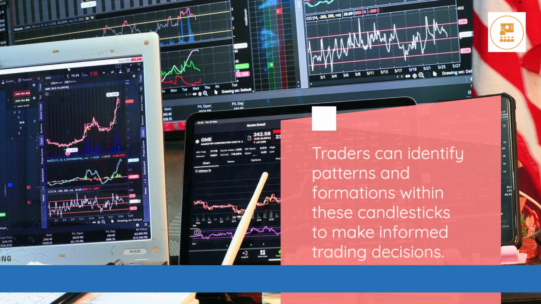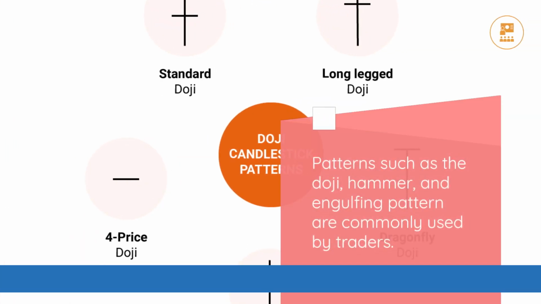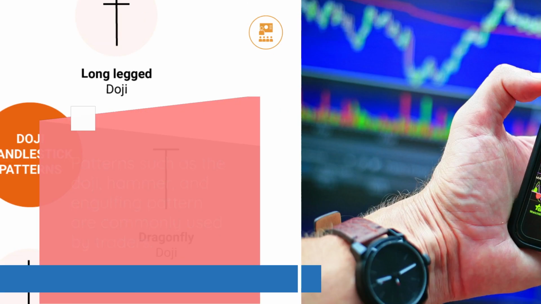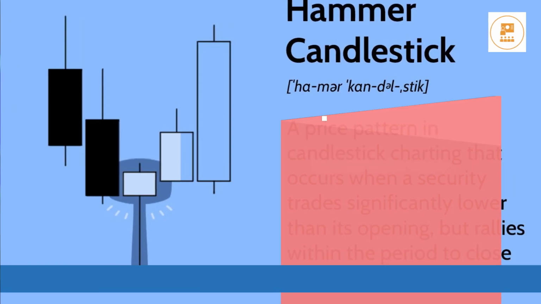Traders can identify patterns and formations within these candlesticks to make informed trading decisions. Patterns such as the doji, hammer, and engulfing pattern are commonly used by traders. By understanding these candlestick patterns, traders can predict potential market movements and make profitable trades.